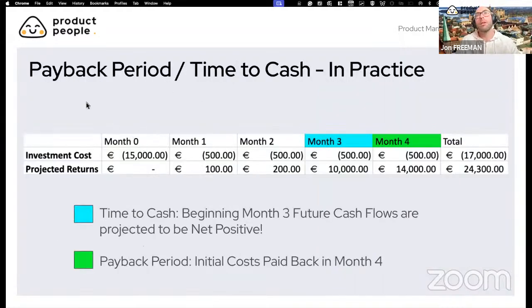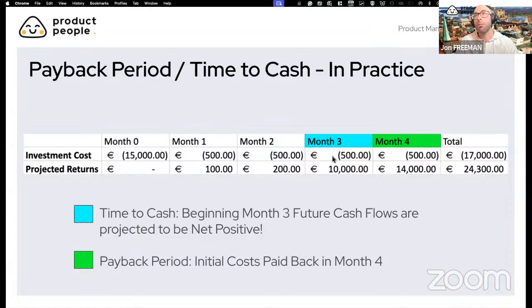But it's as simple as doing something like this. You can think about what your upfront investment is in month zero. Maybe you have some recurring costs to maintain this thing as you progress month over month. Maybe you have some projected returns. In month one, you got one customer. Month two, you got two. Somehow or another, month three, you got a whole bunch more. Month four, same thing. You can see time to cash beginning in month three, we're cash flow positive.